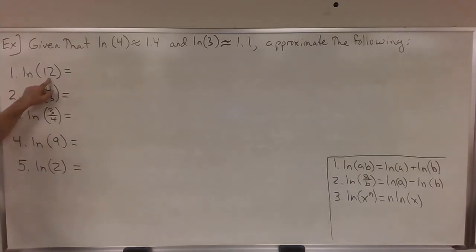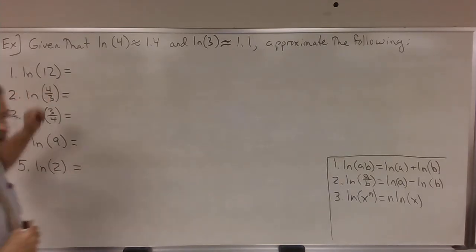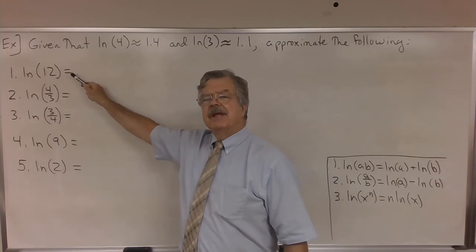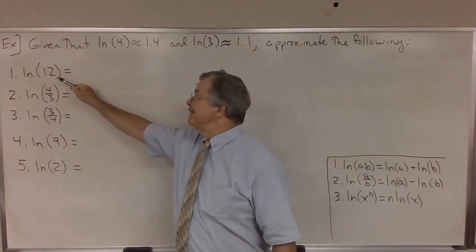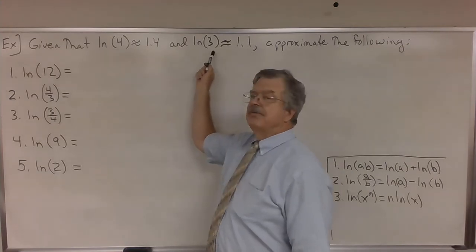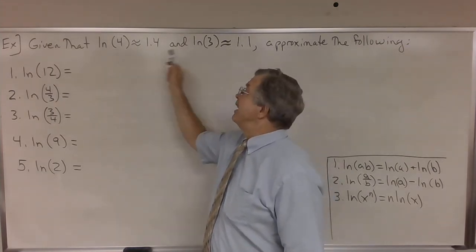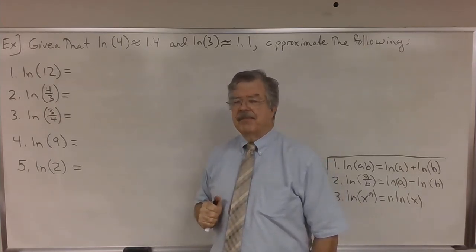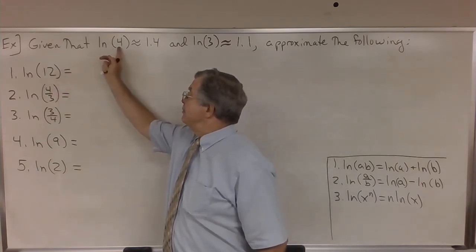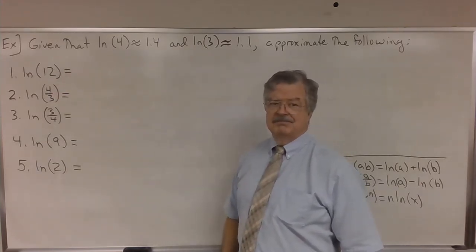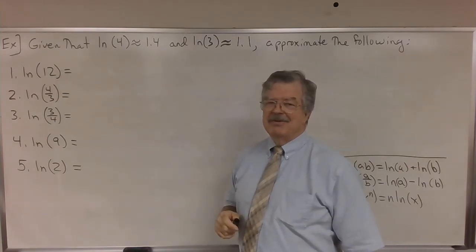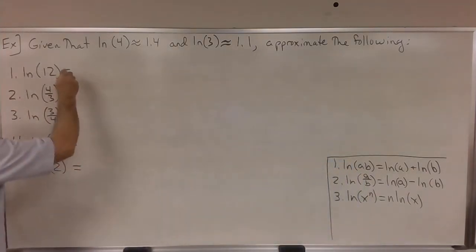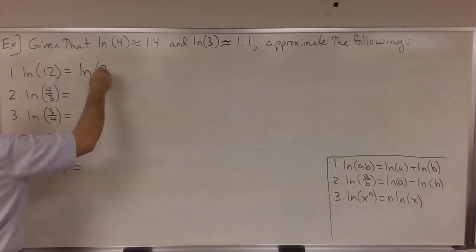The natural logarithm of 12. And here's the key. If we have any chance at all of doing it, it's going to hinge upon our ability to relate 12 to 4 and 3, because we know what the natural logarithms of 4 and 3 are. We don't know the natural logs of any other number. So we have to write this number in terms of 4 and 3. So natural logarithm of 4 times 3, right? Or 3 times 4. Natural logarithm of 3 times 4.